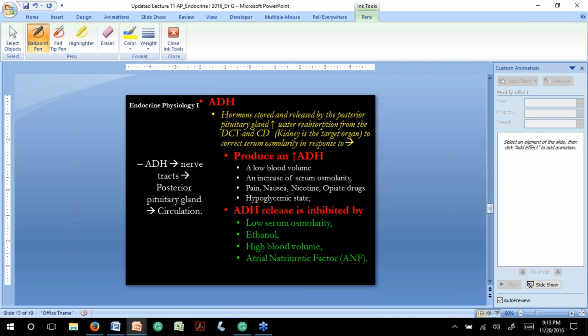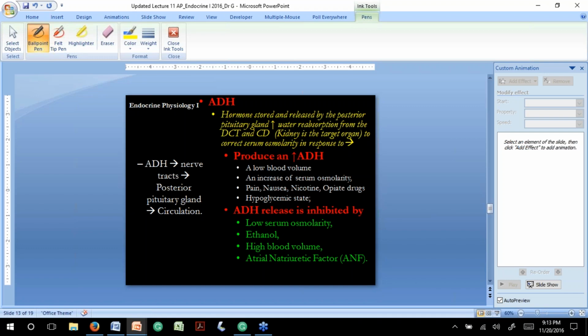to reabsorb water. Okay? So ADH, antidiuretic. Diuresis means voiding, making pee. Antidiuretic means that you are not going to accumulate the urine in the urinary bladder, but reabsorb more water. So at the end, you have less urine. Antidiuretic hormone.